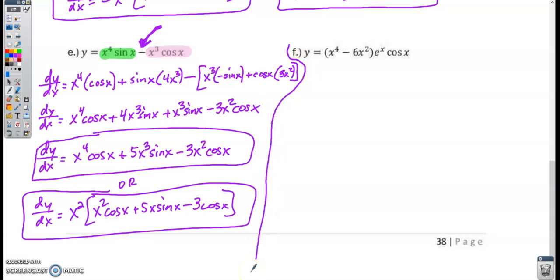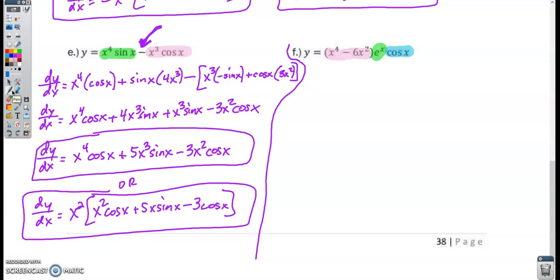All right, let's look at part F. Now in part F, we've got an interesting situation that we haven't encountered yet, because what we actually have is 1, 2, 3 functions that we're multiplying together using the product rule.